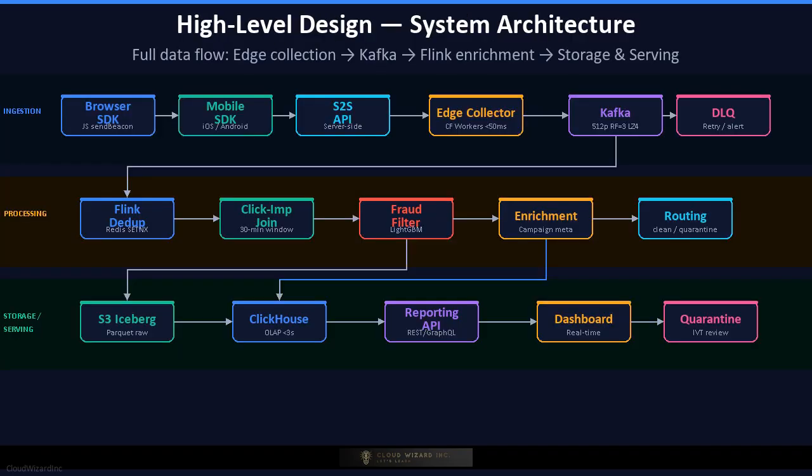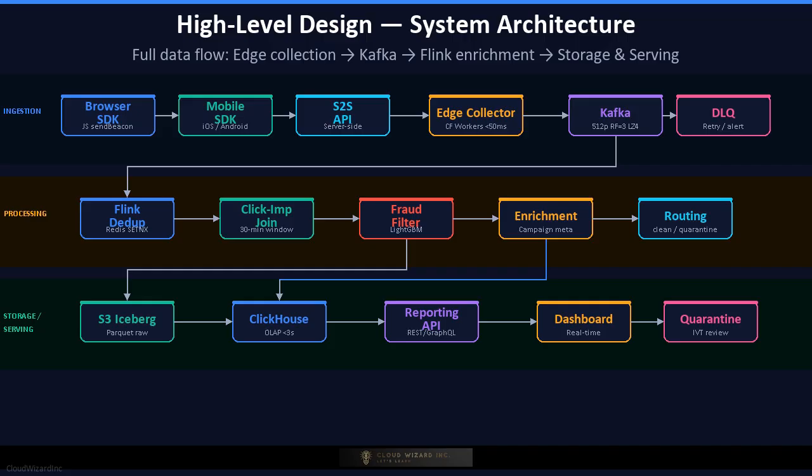Let me walk you through the full data flow. The architecture has 3 layers, and each one scales completely independently of the others. At the top is the ingestion layer. Browser JavaScript, mobile SDKs, and server-to-server APIs all send events to an edge collector running on Cloudflare Workers at over 250 points of presence worldwide. The edge collector validates each event, stamps it with server-received-at-time and geographic metadata, and forwards it to Kafka.